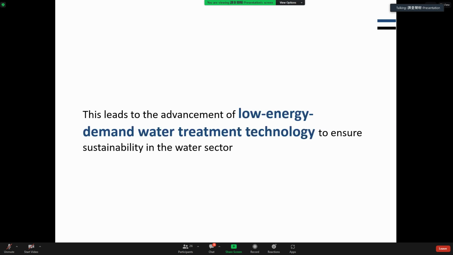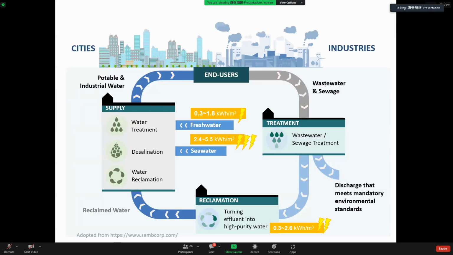This leads to our work on advancing low energy demand water treatment technology in order to ensure sustainability in the water sector. Generally speaking, if we can get fresh water from a river, reservoir or groundwater, that would be our first priority because it requires less energy to treat. But in my point of view, given the water shortage challenge we are facing today, wastewater reclamation will for sure be a better alternative compared to desalination of seawater, because desalination of seawater requires more energy compared to wastewater reclamation.